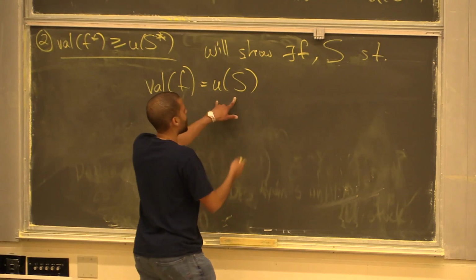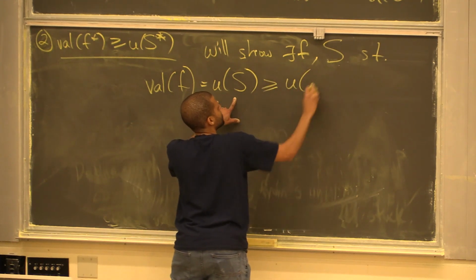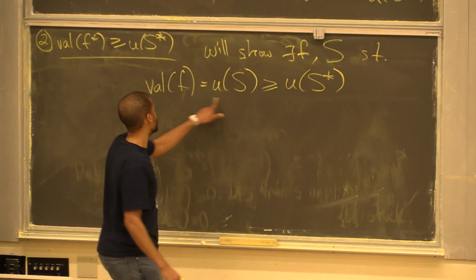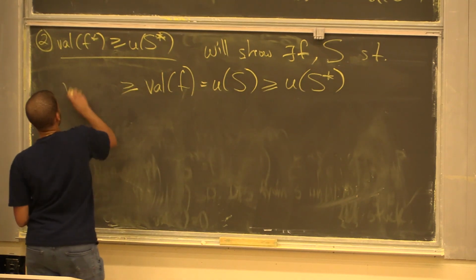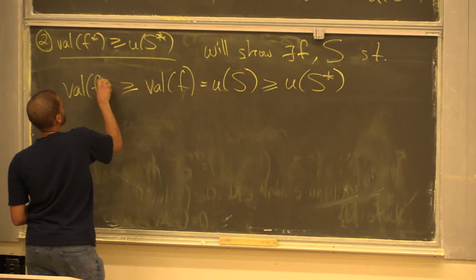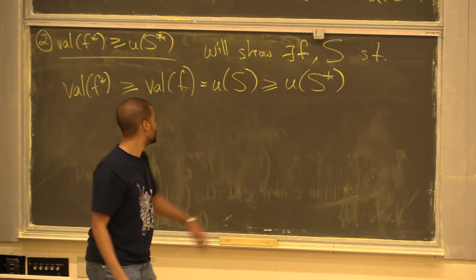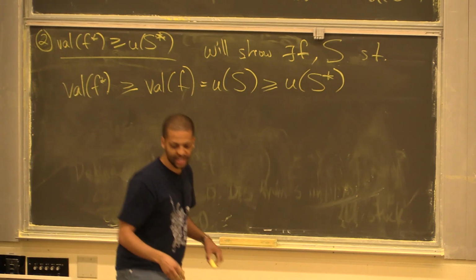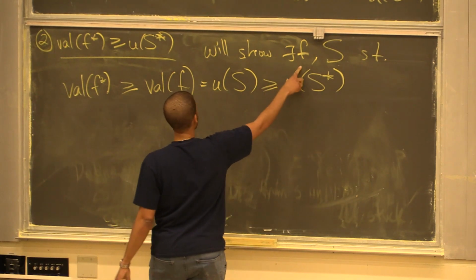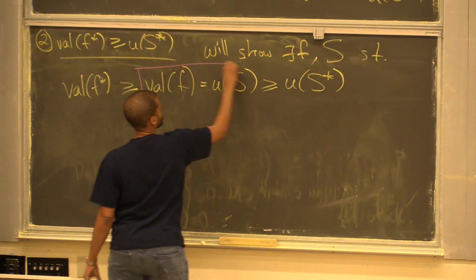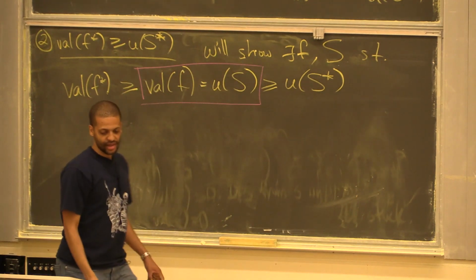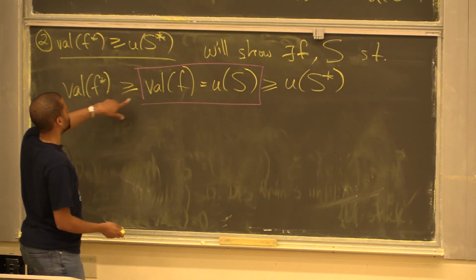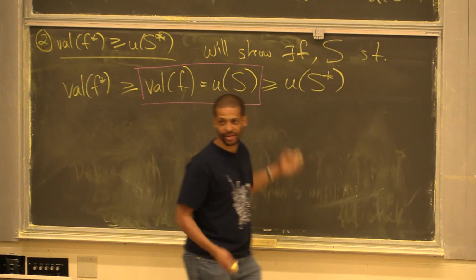Why? Because the capacity of S is certainly at least the capacity of the min cut. That's the definition of being the min cut, right? And similarly, the value of F is certainly at most the value of F star, because F star is the max flow. It's the thing that has the most value. So what I need to show you is, I will show there exists an F and S such that this is true. Right? And once you have that this highlighted thing is true, you get what you want, because this is at most the value of F star, and this is at least the capacity of S star.